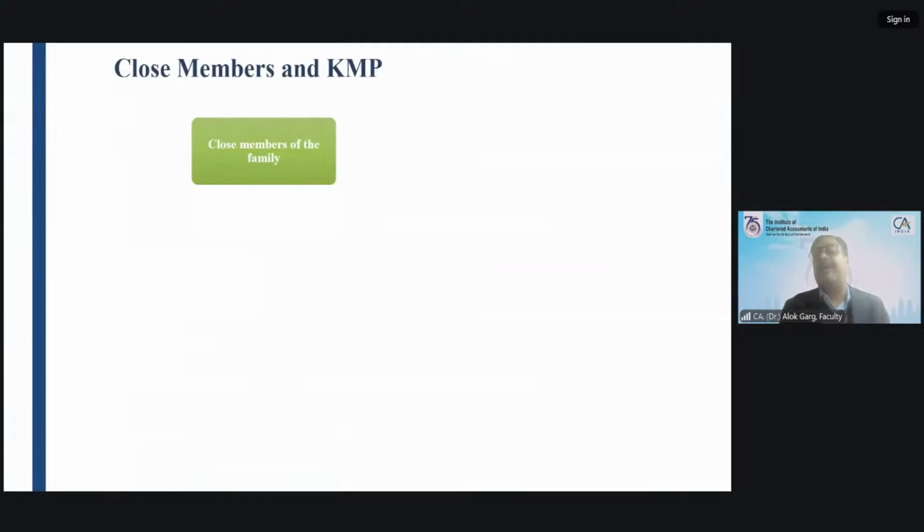Close member and KMP. What is the definition of a close member of the family? Right? What is the definition of relative of that person in context to Ind AS 24? Friends, that person is spouse or domestic partner, right?